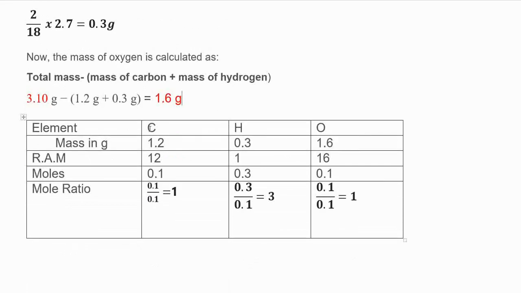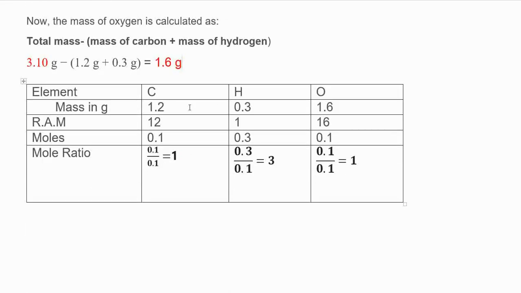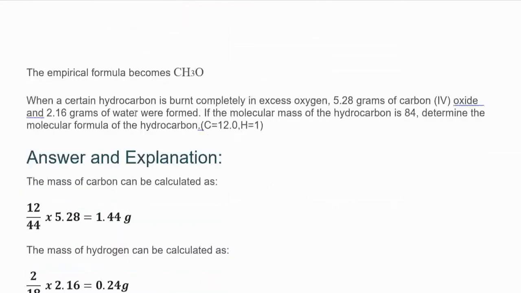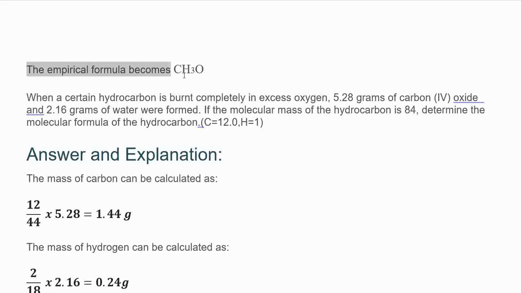Now we have the mass of oxygen, carbon and hydrogen. We bring it into a table, and then we have it like this. Now I want to again see the mole ratio. The smallest number of moles here is 0.1, so we divide by 0.1 all through, and you get the mole ratio. After that, you get the empirical formula as that. That is the empirical formula.